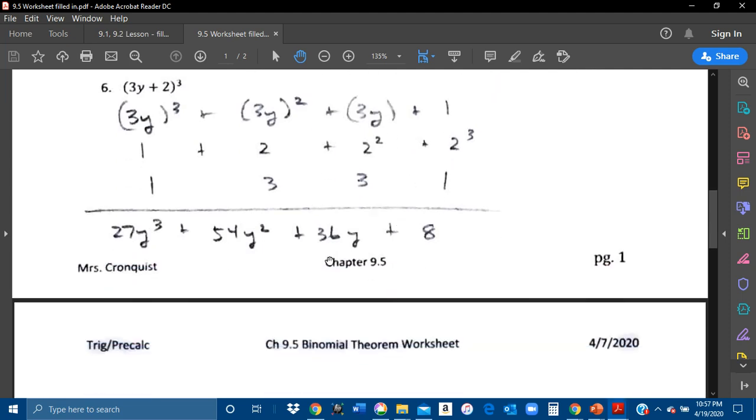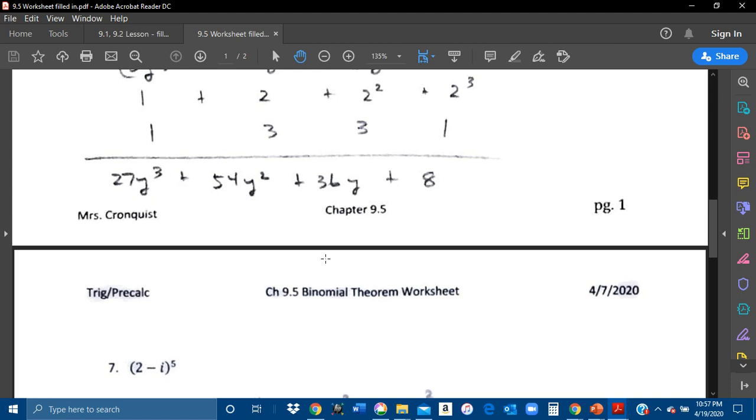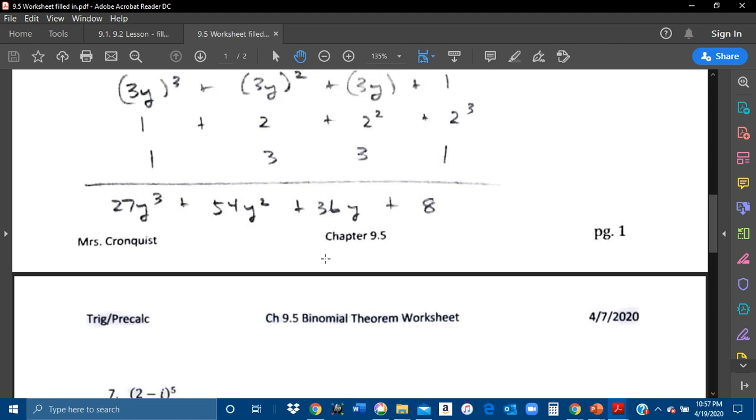And then finally, I'll give you a second to jot that down. And then finally, we're going to look at one with an imaginary number.